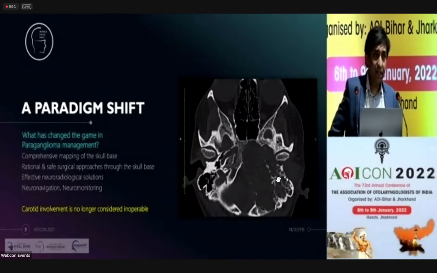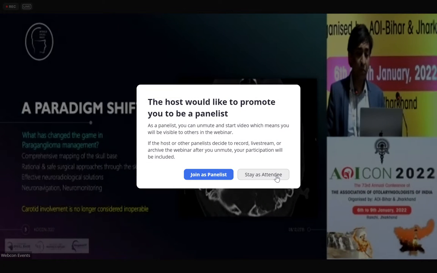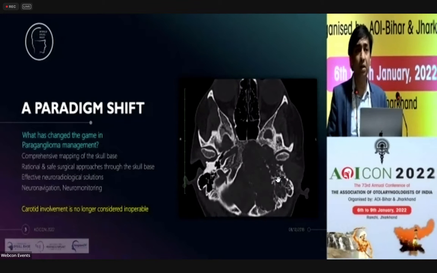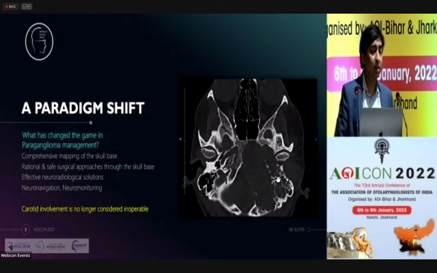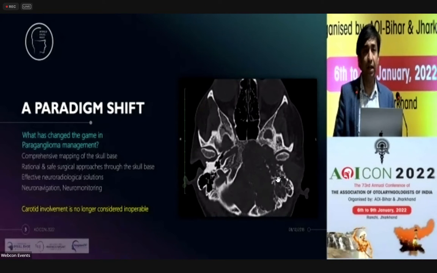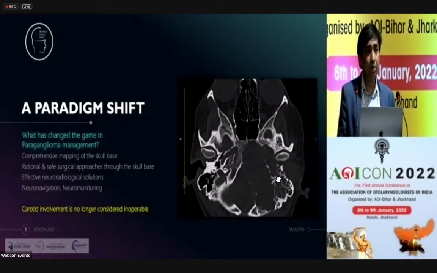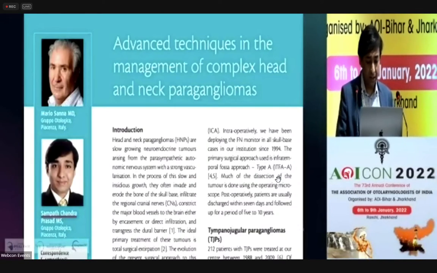So what has changed in the management of skull base paragangliomas? To put this slide in a nutshell, I would confidently say today that there is no single paraganglioma, no single lesion in the skull base that cannot be resected, and hence no tumor is deemed inoperable. A tumor of this size, a massive paraganglioma in the skull base, is operable and has been operated. Carotid involvement is no longer considered inoperable.